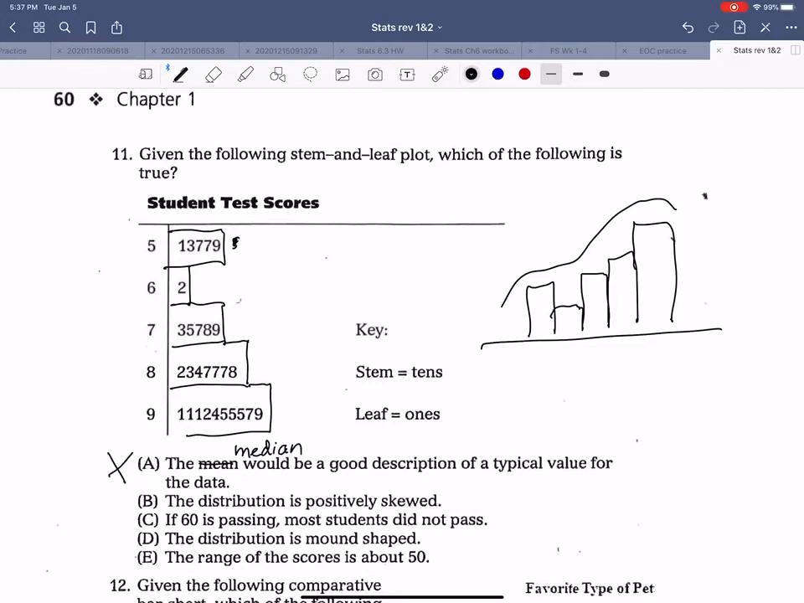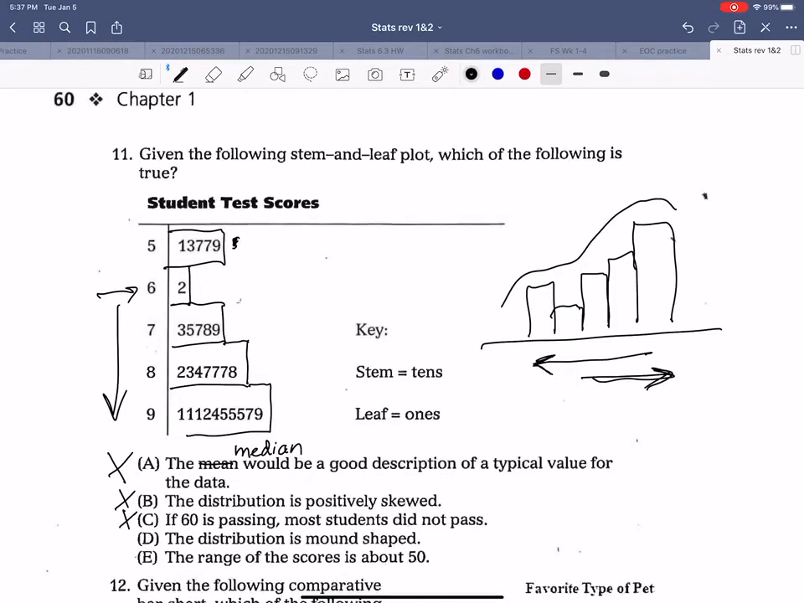So is the distribution positively skewed? It's skewed down. It's not skewed to the right. It's skewed toward negative values, not positive values. It's an interesting wording though, isn't it? But I don't like that. Okay. If 60 is passing, most students didn't pass. So if 60 is passing, it looks like most students got higher than that. So that's false.